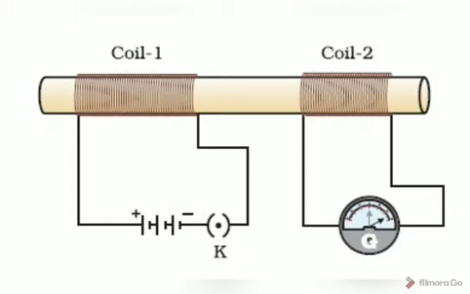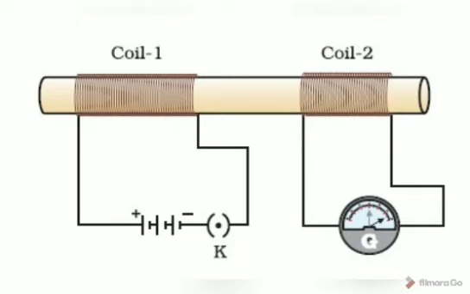Plug in the key. Observe the galvanometer. Is there a deflection in its needle? You will observe that the needle of the galvanometer instantly jumps to one side and just as quickly returns to 0. This indicates a momentary current in coil 2. Disconnect coil 1 from the battery. You will observe that the needle momentarily moves, but to the opposite side. It means that now the current flows in the opposite direction in coil 2.